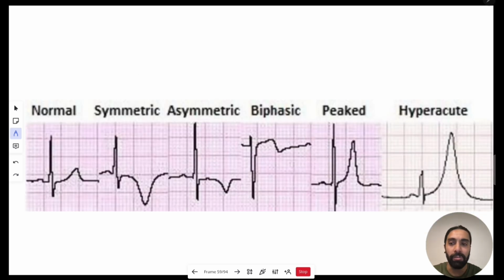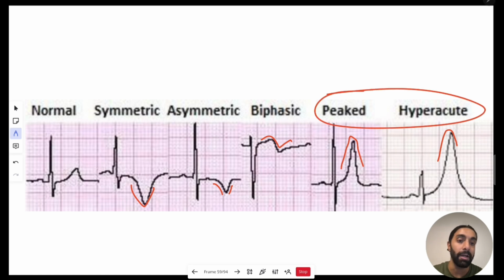So talking about morphology, we alluded to T waves a little bit earlier, but you can get ST depressions, either symmetric or asymmetric, meaning one area is a little bit deeper than the other. You can get biphasic T waves, you can get peaked T waves and hyperacute T waves. And when you see these two, you should be thinking about either hyperkalemia or, again, what we just mentioned, early STEMIs.